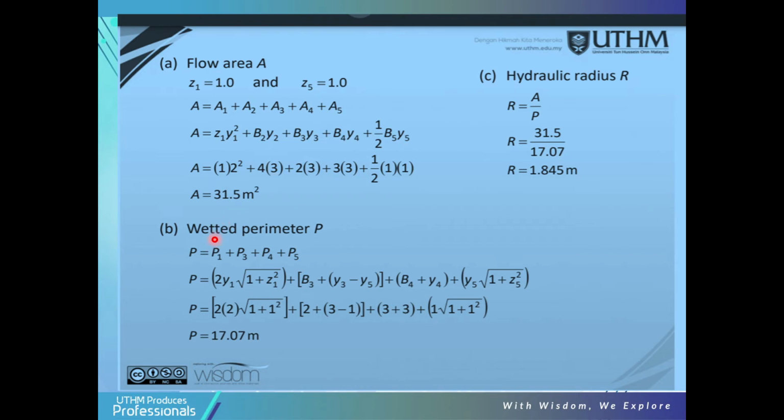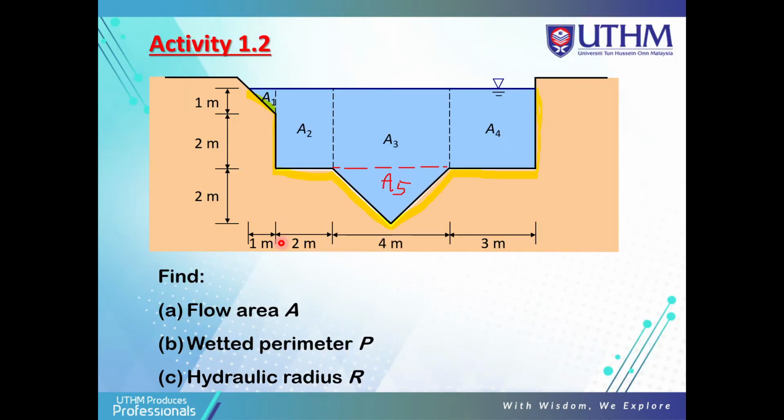Now look at the wetted perimeter. The wetted perimeter is at section 1 also here. I highlight it with the red color here. The part highlighted in red is the wetted perimeter that you must find.